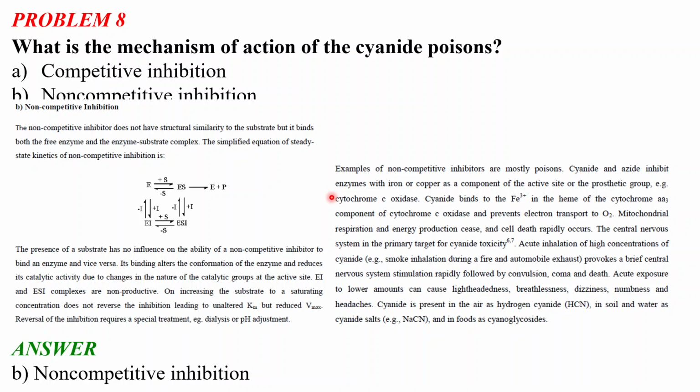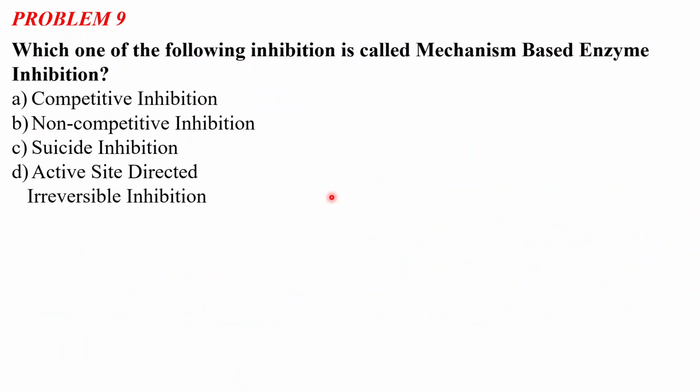Okay. Now I will go to the next problem. Problem number 9 says, which one of the following inhibitions is called the mechanism-based enzyme inhibition? Your options are A, competitive inhibition, B, non-competitive inhibition, C, suicide inhibition, and D, active site directed irreversible inhibition. Which one of the following is called mechanism-based enzyme inhibition?